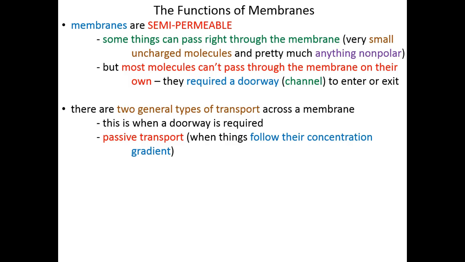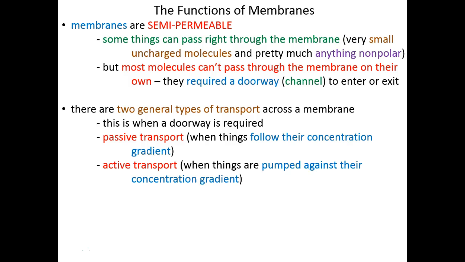When a molecule requires a protein in order to enter or leave a cell, because it is either too charged or too large to do so on its own, but when that molecule moves, it is following its concentration gradient, moving from high concentration to low, we call that passive transport. It is transport because it required a protein doorway, but it's passive because it requires no energy. It's following its own concentration gradient.